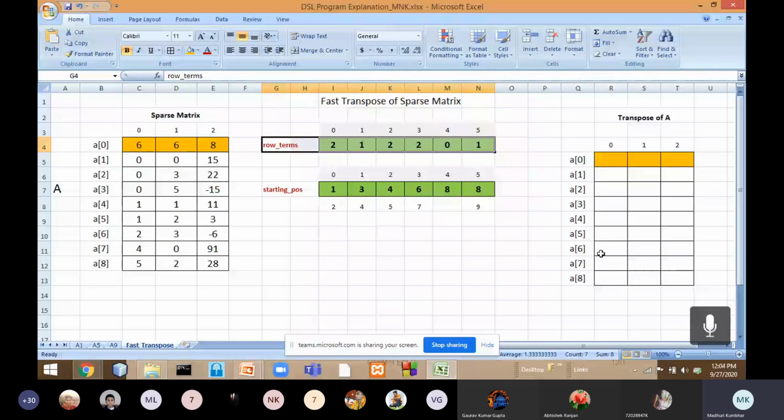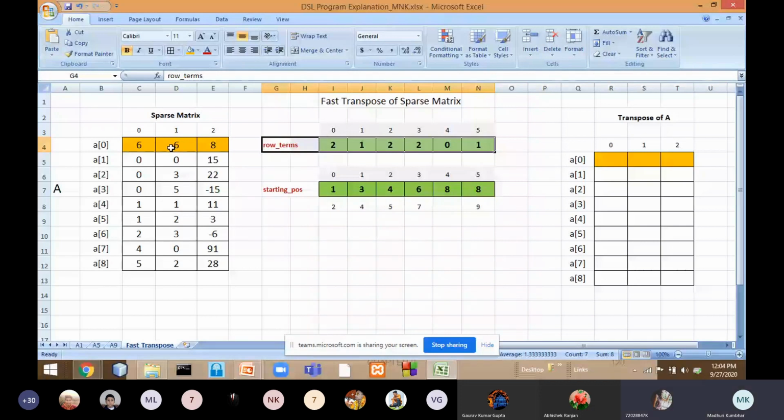So we take the 0th element. For this we will maintain one more one-dimensional array. In some books they have given what the size of this row terms and the starting position array will be. It will be the total number of columns present here. What is the total number of columns?